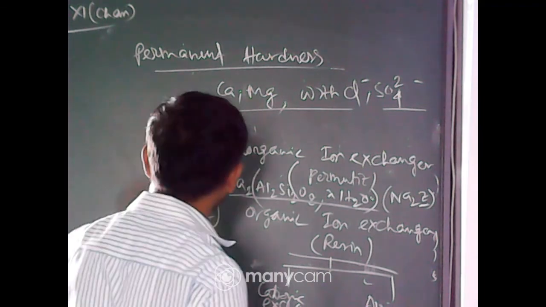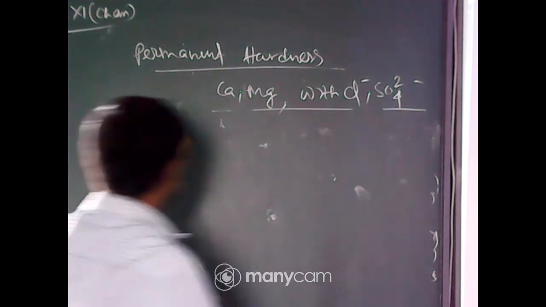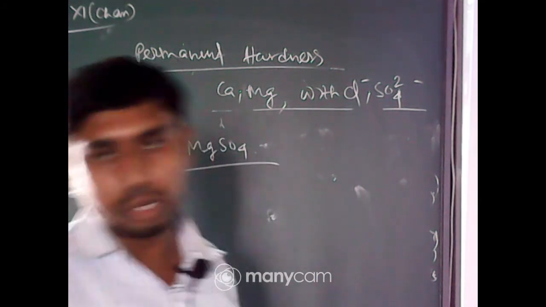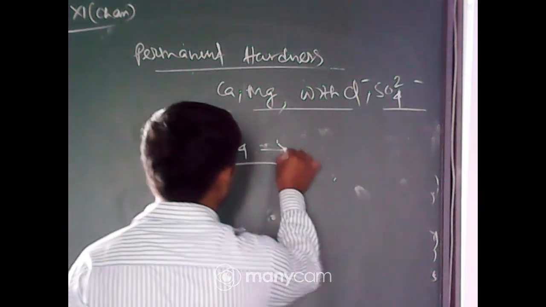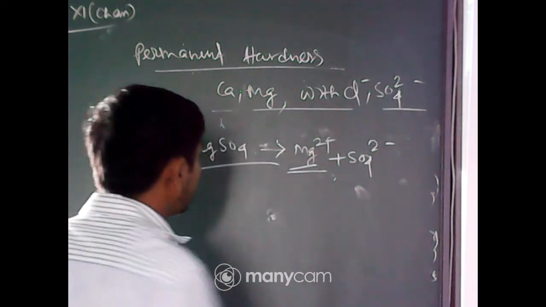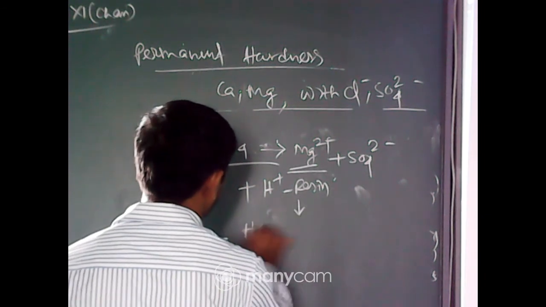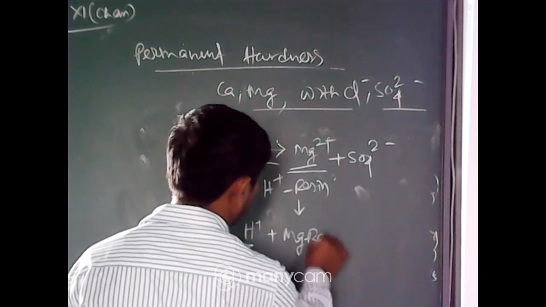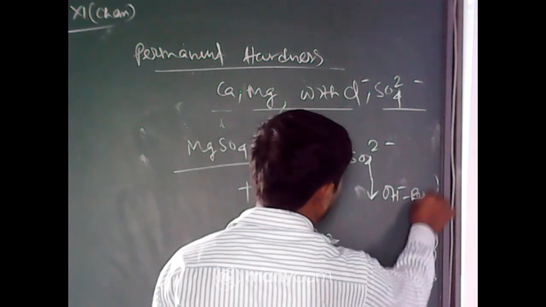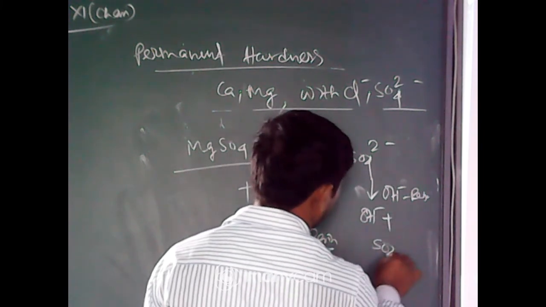Suppose a salt contains magnesium. Suppose magnesium sulfate we have to remove by the resin method. Then just dissociate it: Mg2 plus and SO4 2 minus. Mg2 plus is handled by the cationic exchanger, so it reacts with H plus resin and produces H plus and magnesium resin. Sulfate we have to react with OH minus resin, then it will produce OH minus and SO4 2 minus resin.